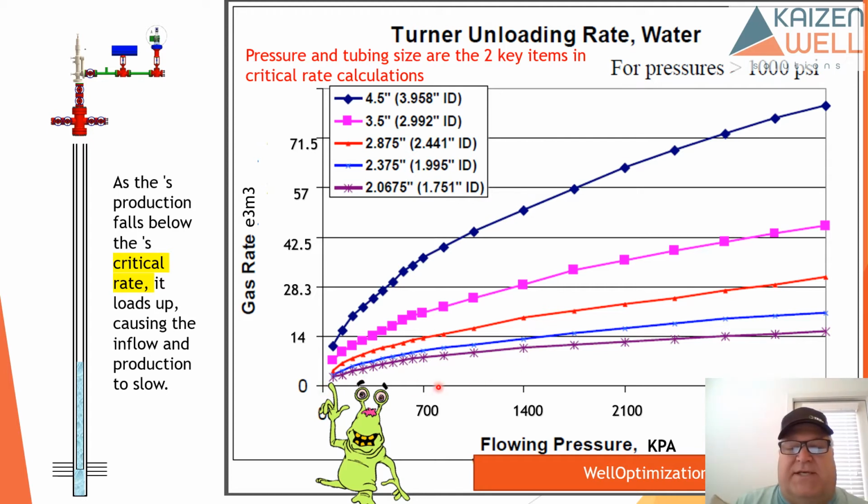So at that same pressure, depending on the tubing size, it increases quite a bit. And also you can see as your pressure increases, critical rate also increases, or the rate, the amount of gas that you need to be producing in order to lift that liquid. Now, what is critical rate? Critical rate is basically the gas moving at a velocity quick enough that it's able to lift and push the liquid that is in that tubing.